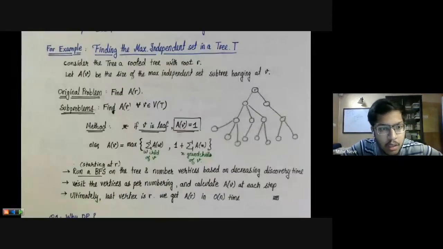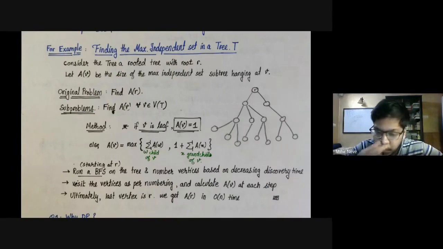Now, the original problem is to find a of r, because the subtree rooted at r is the entire graph that we want. To do so, we are dividing it into sub-problems a of v for every v in the vertex set of T. And you just keep finding these values for every vertex until you ultimately reach the vertex r, and then you find the value there.